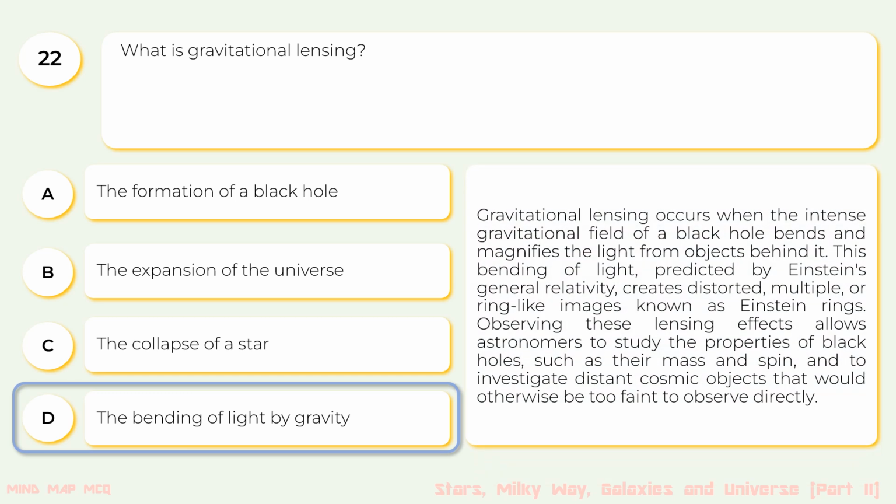Gravitational lensing occurs when the intense gravitational field of a black hole bends and magnifies the light from objects behind it. This bending of light, predicted by Einstein's general relativity, creates distorted, multiple or ring-like images known as Einstein rings. Observing these lensing effects allows astronomers to study the properties of black holes, such as their mass and spin, and to investigate distant cosmic objects that would otherwise be too faint to observe directly.